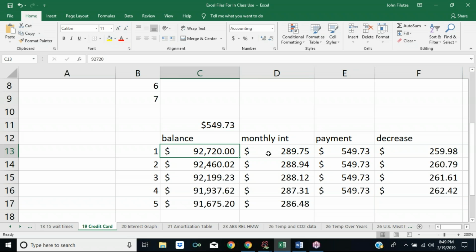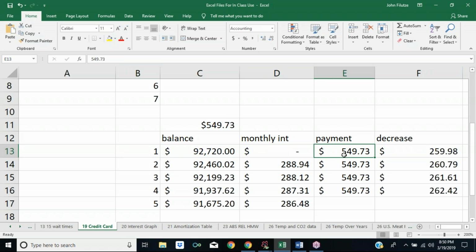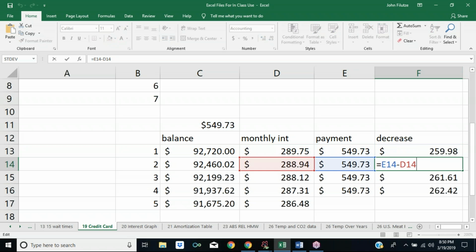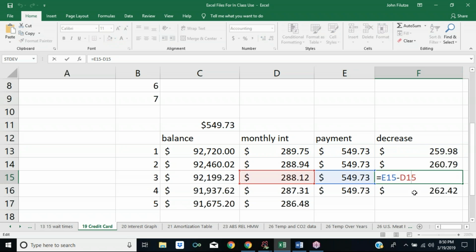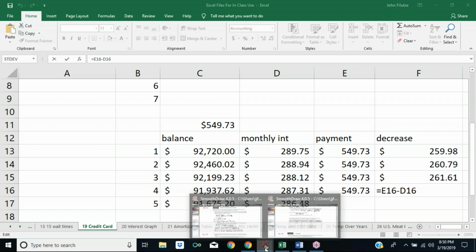All right, so again, you can go back and look at the formulas I put in here, so you can find out where these numbers came from. There's the formula again for that one. Notice how the formula changes a little bit.